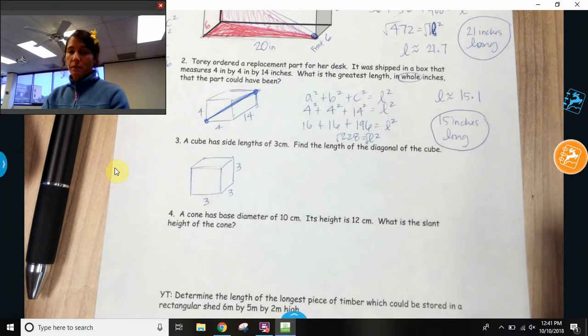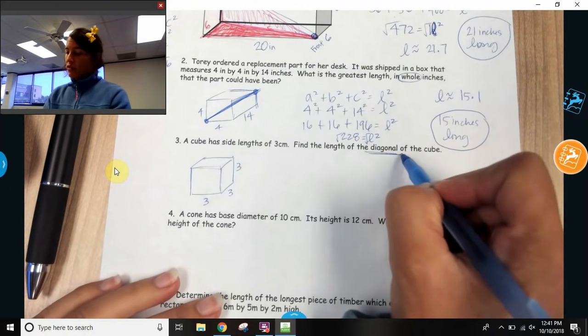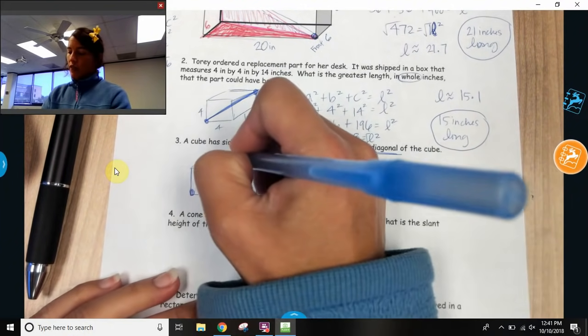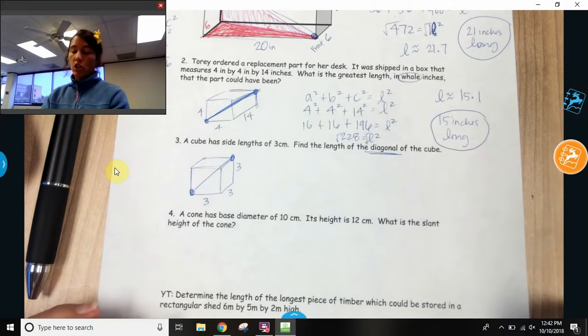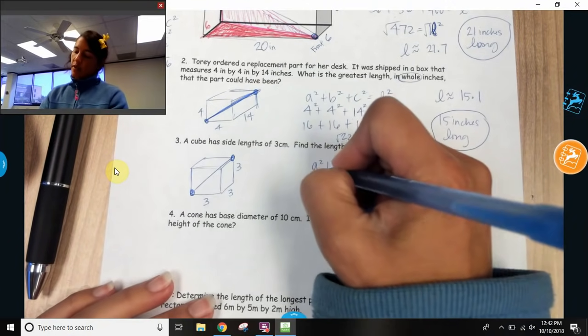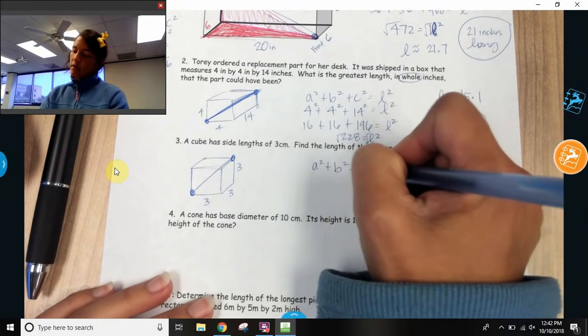You need 3 sizes. Find the length of the diagonal. So again, the diagonal is going to go from the front corner to the back corner of the cube. And we can start with our equation.